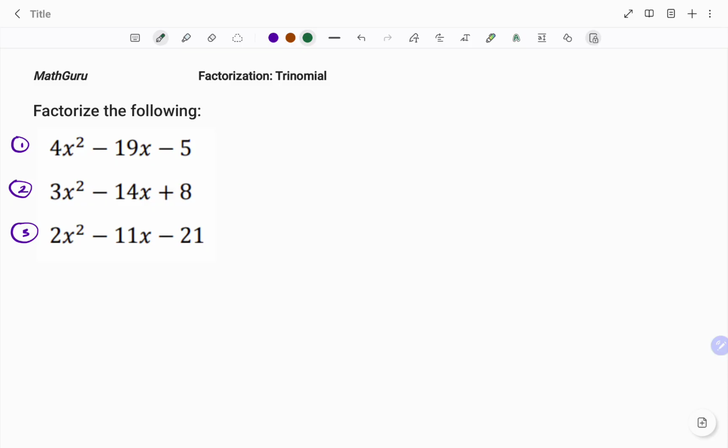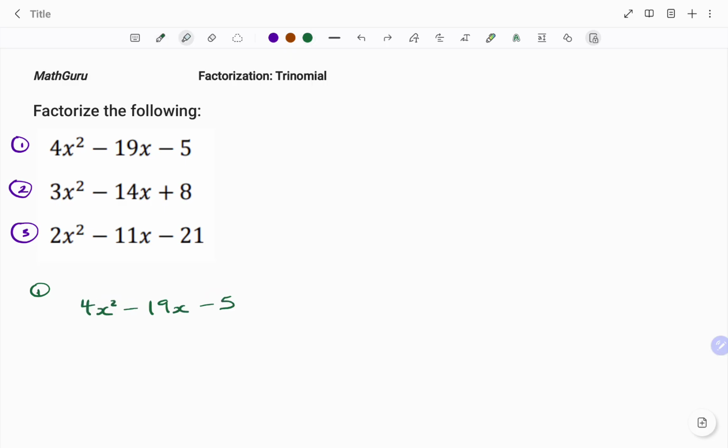In this video, I'm going to show you how to factorize the following trinomial completely using the grouping method. In the first example, we have 4x squared minus 19x minus 5.